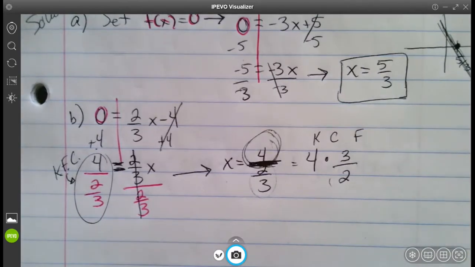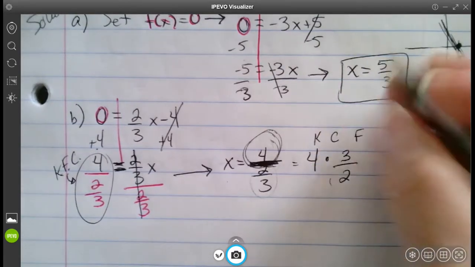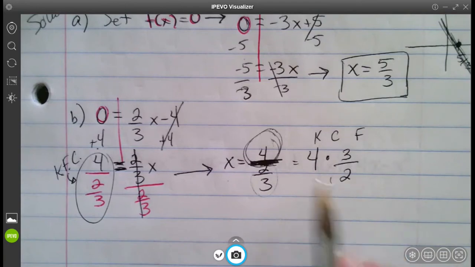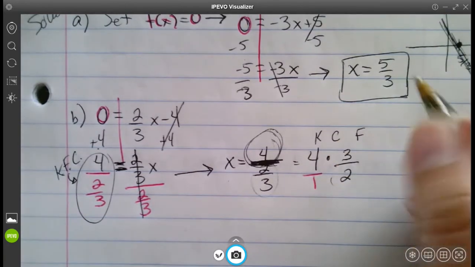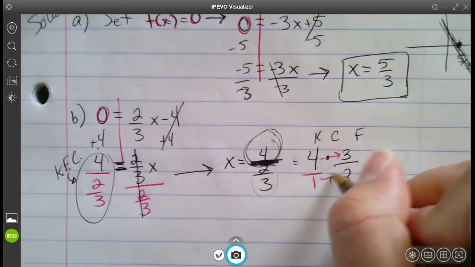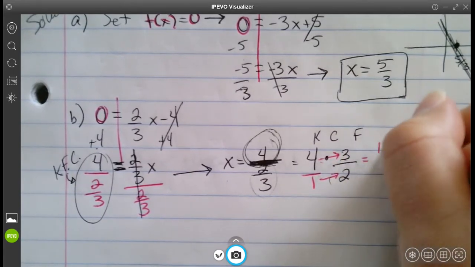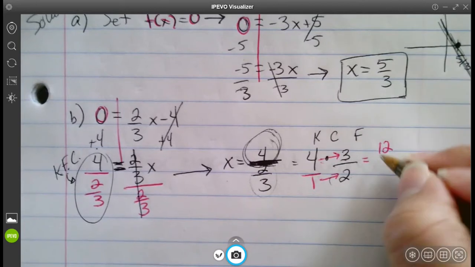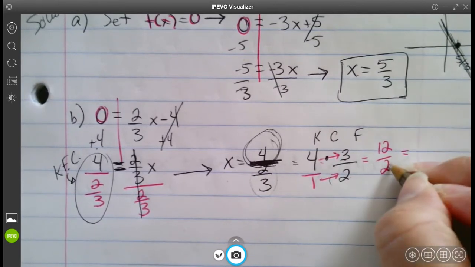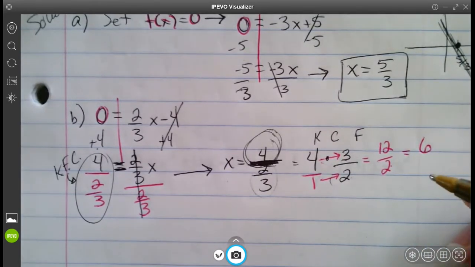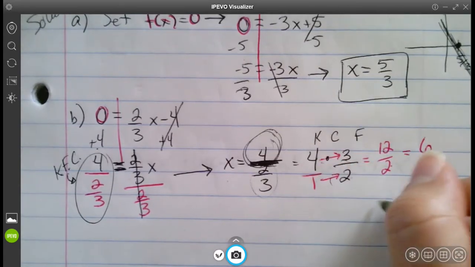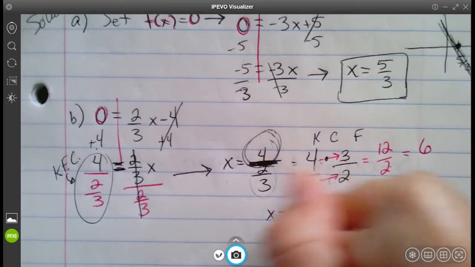So remember that when we're multiplying fractions, all we have to do, if we're missing a denominator, we just put it over 1, okay? And we multiply straight across. So 4 times 3 is 12. 1 times 2 is 2. And 12 divided by 2 is 6. So in this case, my answer is x equals 6.